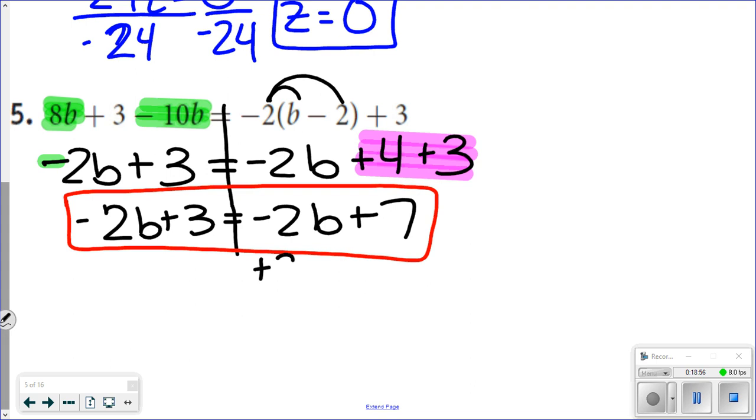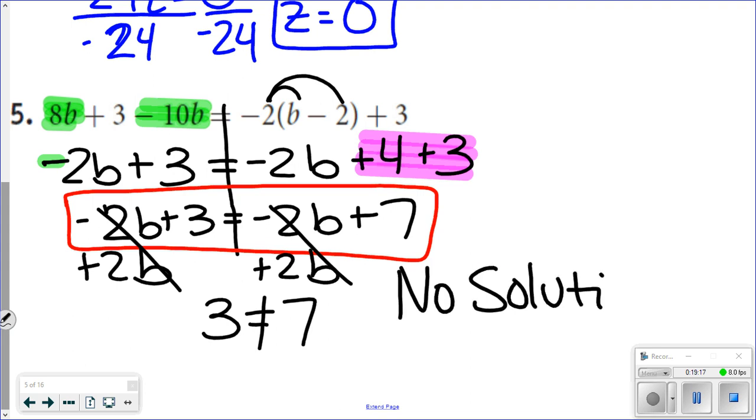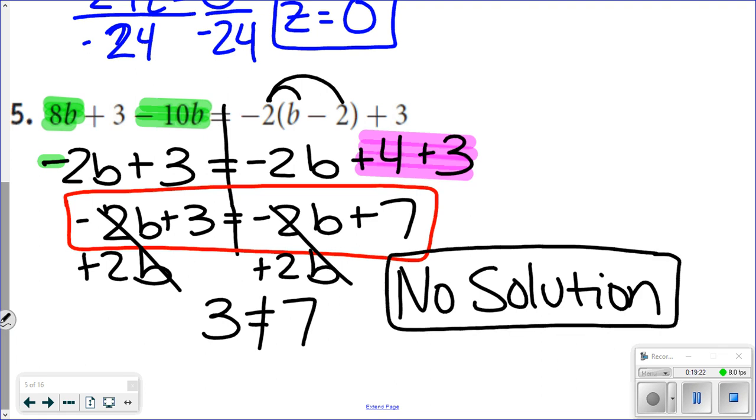And I can take it a step further if I want to. Add 2b to both sides and those cancel. What we're left with is 3 equals 7, which is always going to be a false statement. So no matter which number we're plugging in, it's going to be false. So there is no solution for this question 5. So here, once again, your variable terms are the same, -2b and -2b. But what's different is your 3 and your 7.